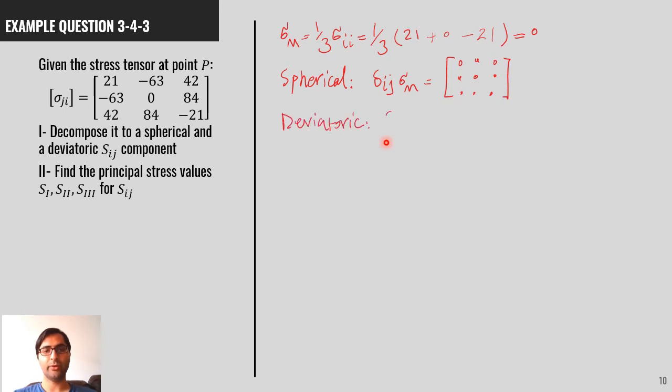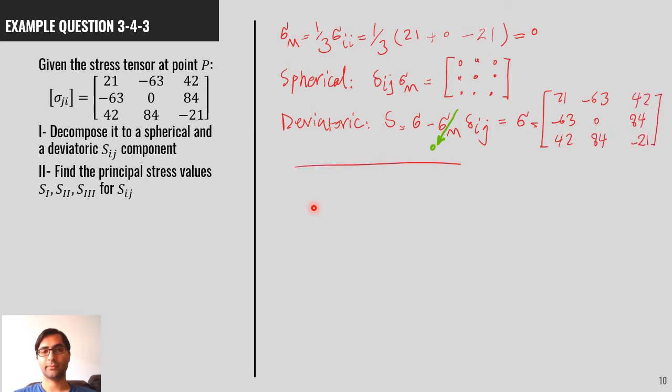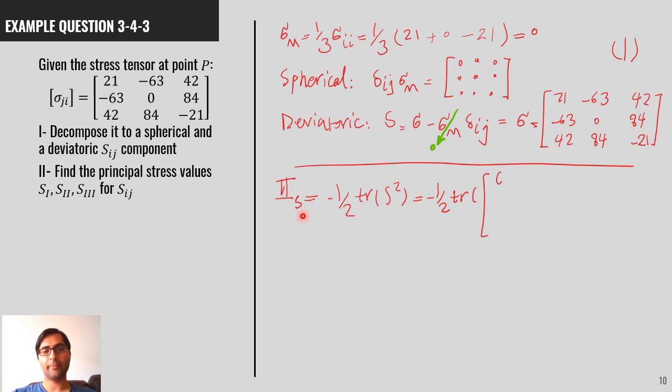And the deviatoric part is equal to the stress tensor itself. So this stress tensor is a deviatoric stress tensor, because basically the spherical part was 0. That's the solution for the first part. For the second part, we need to form the characteristic equation. So let's find the invariants. The first invariant is 0.